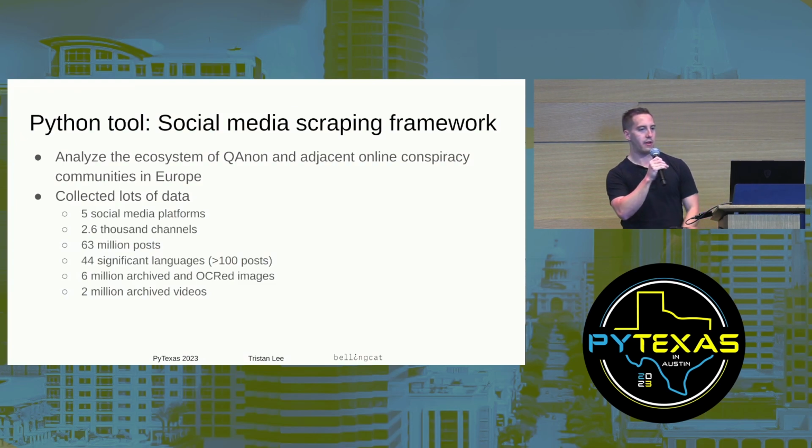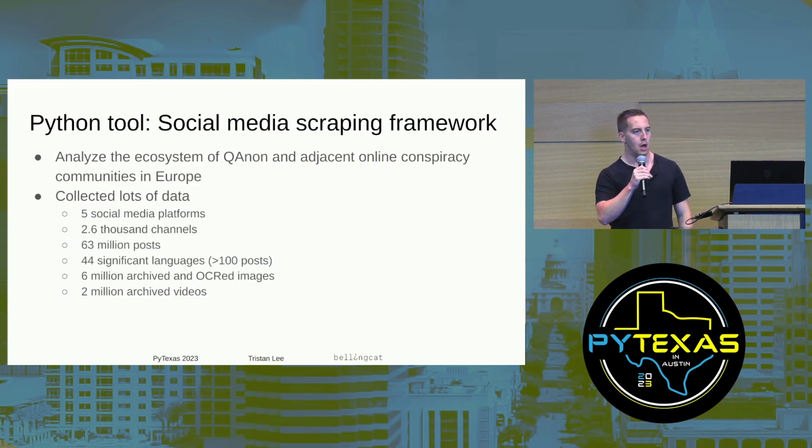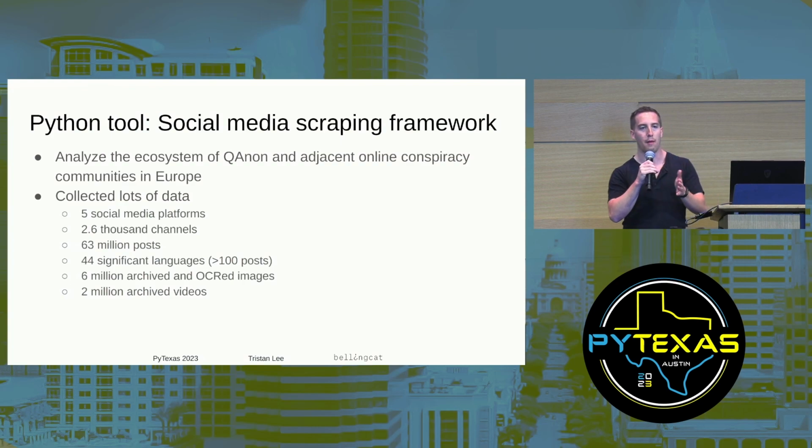Another Python tool that Bellingcat has developed is a framework for scraping social media content, not just a single specified post like the auto-archiver, but everything from a set of accounts or channels. We developed this framework as part of a data-driven effort to better understand the ecosystem of QAnon and QAnon-adjacent online conspiracy communities in Europe, because that's a big thing in Europe, believe it or not.